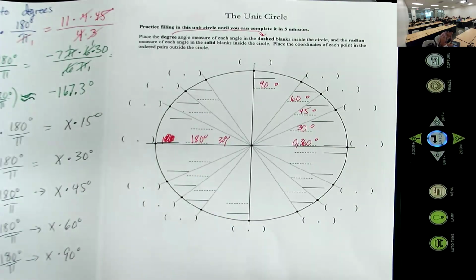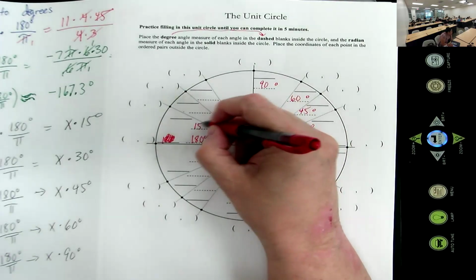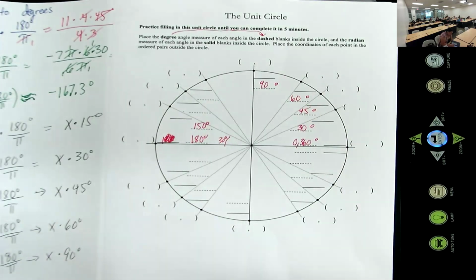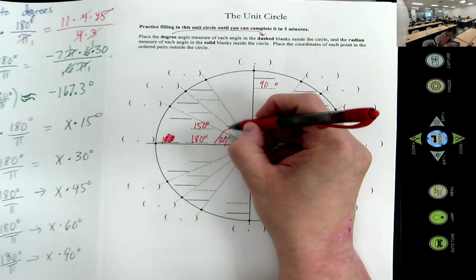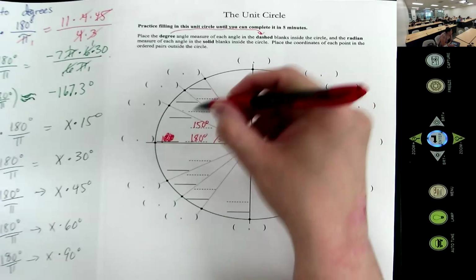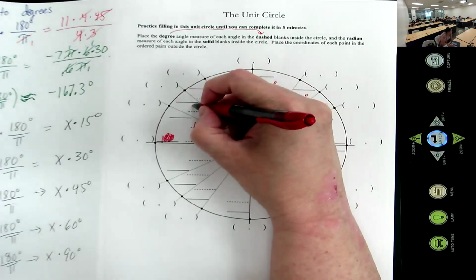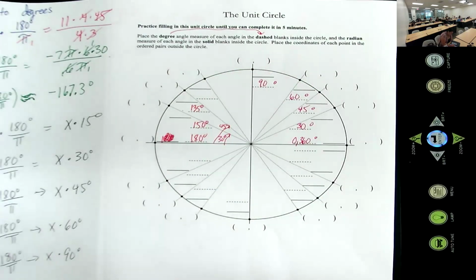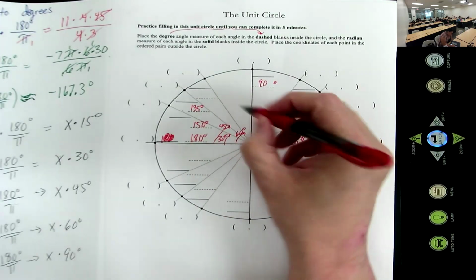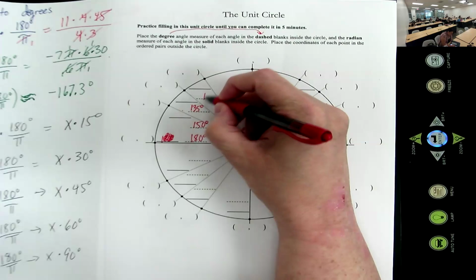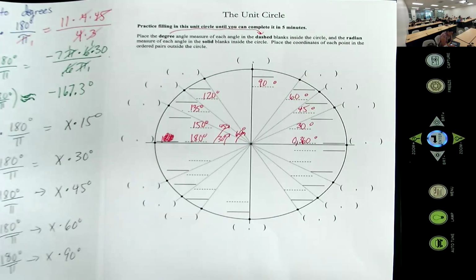If I go back 30 degrees, this is going to put me at 180 minus 30 is 150. This one is 45, so 180 minus 45 is 135. We go back to that one, that's 60 degrees. 180 minus 60 is 120 degrees.